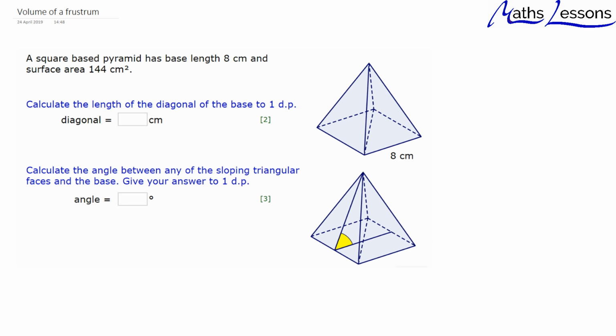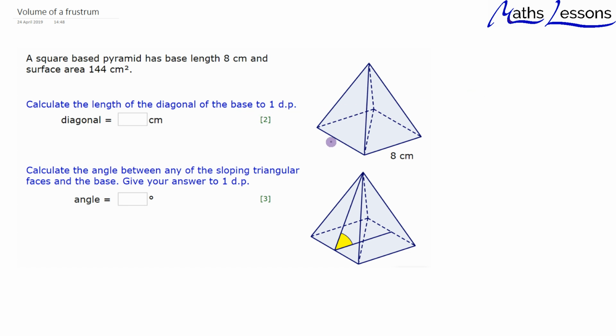Okay, so we've got a square base pyramid that has a base length of 8 centimetres and a surface area equal to 144. So it means the whole surface area is 144, not just the base of this. Calculate the length of the diagonal of the base.